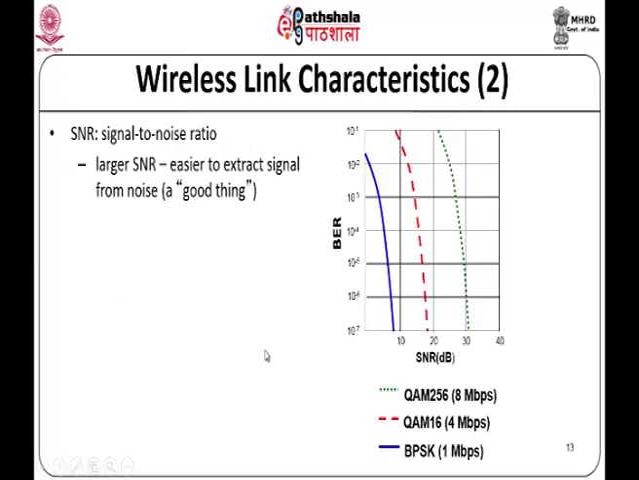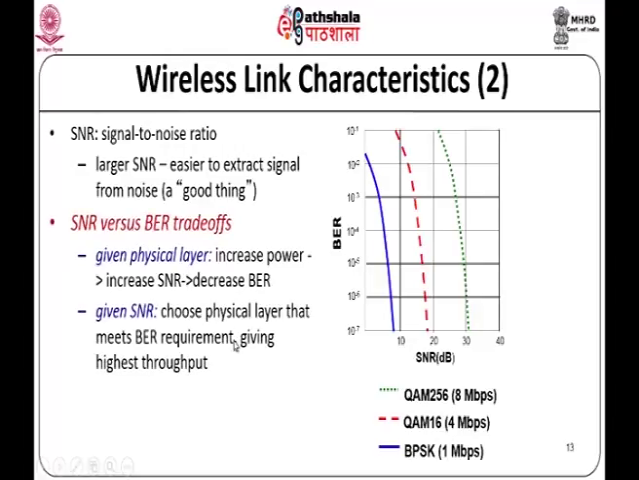All these put together make communication, even for a point-to-point wireless link, much more difficult. That's the challenge that we need to handle. Another important aspect is the signal to noise ratio. Remember, the larger the signal to noise ratio, the easier it is to extract the signal from the noise. It's a good thing. Now let's look at how signal to noise ratio varies and what its effect is on the bit error rate.